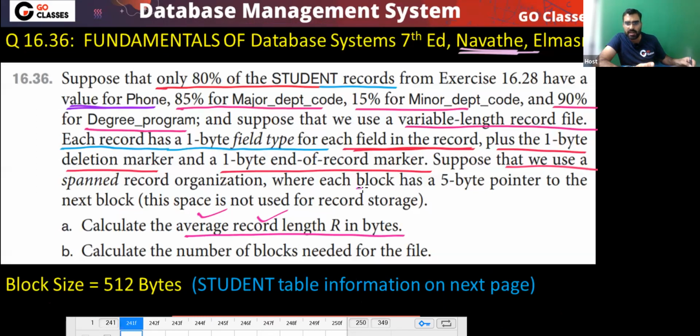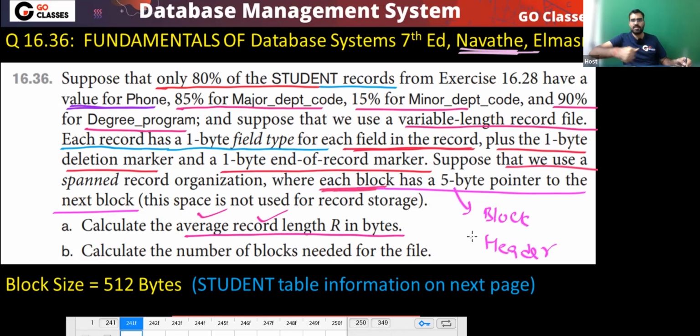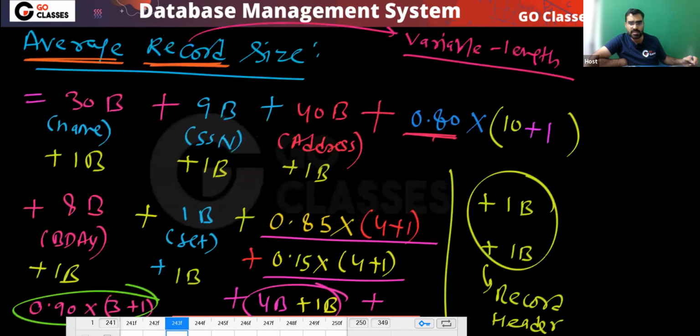These are given for the block header. 5 bytes, these are the block header. These are not the record header. Every block has these 5 bytes. A block header is for every block, not for every record. In the record size, you will not use this. So your answer will be what?